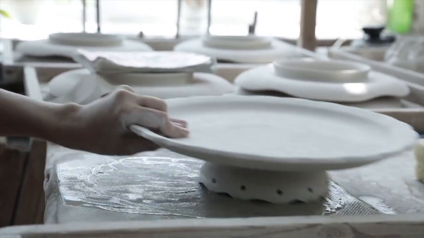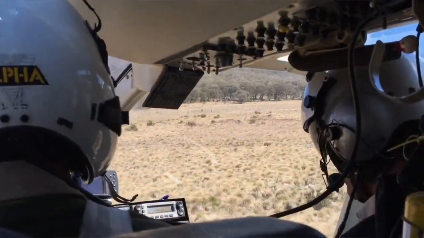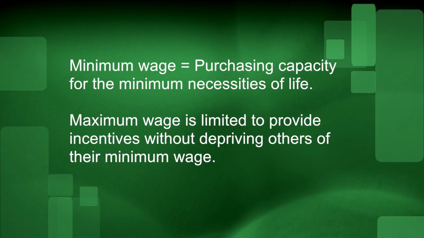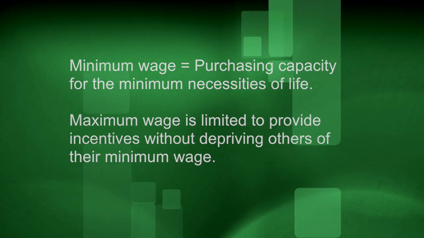For example, if the minimum necessity for transport is a car, some doctors who need to cover a lot of distance quickly may get a helicopter. And just as there is a minimum wage to ensure the minimum requirements can be earned, there must also be a maximum wage to ensure the meritorious are not overpaid.